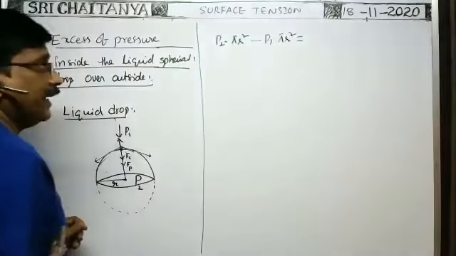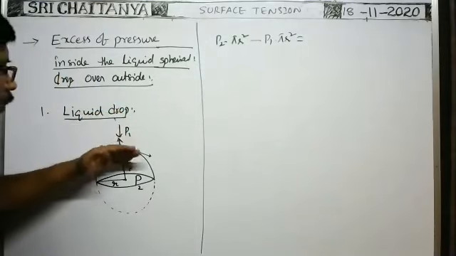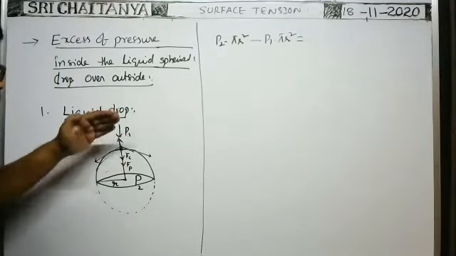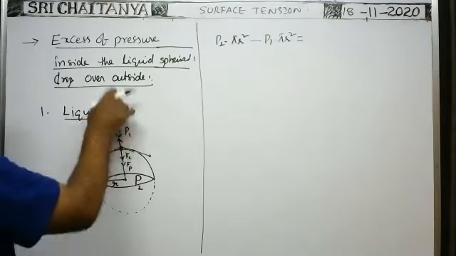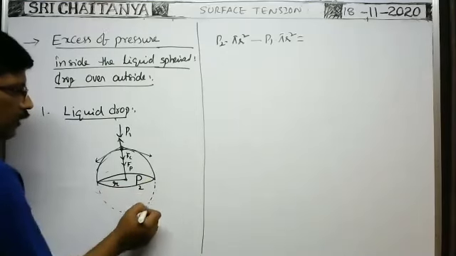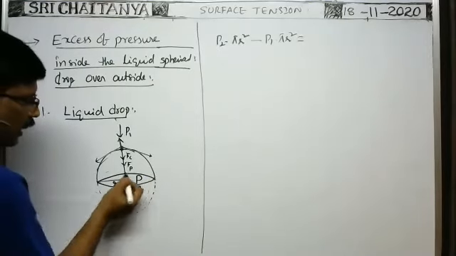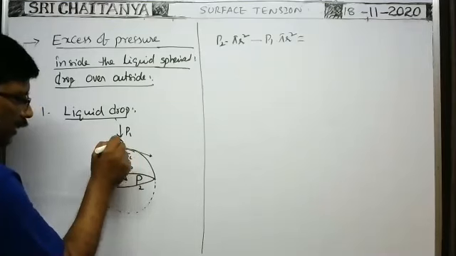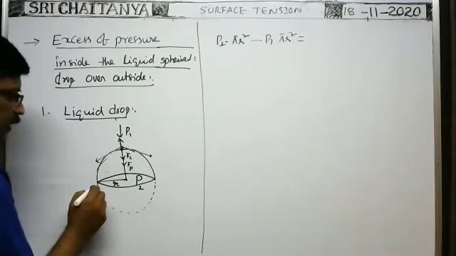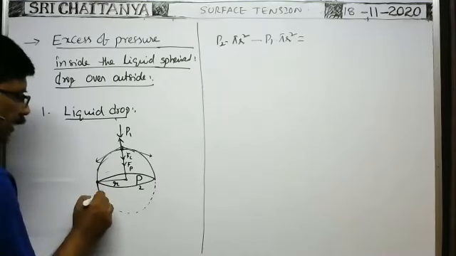It is the net force that acts on this hemispherical drop due to the pressure difference, in this direction. At the same time, because of the lower hemispherical drop, on the circumference of the upper hemispherical drop, due to surface tension, some force acts in the downward direction.